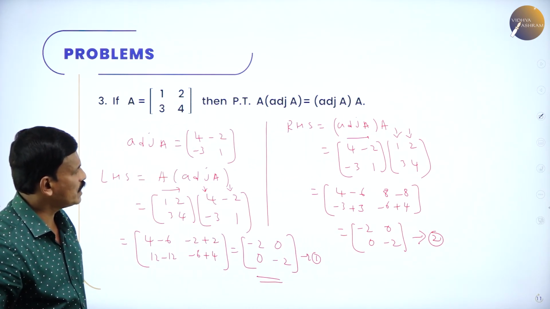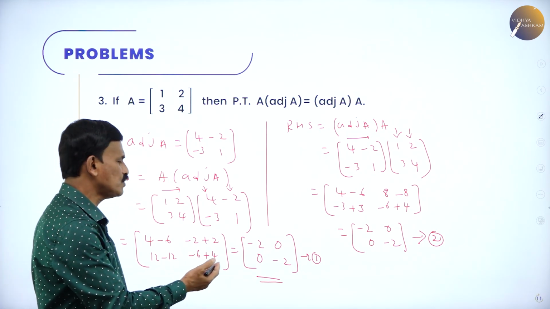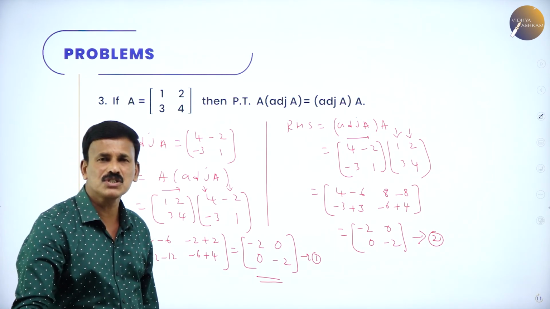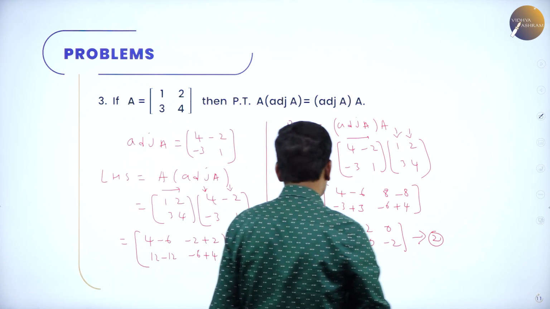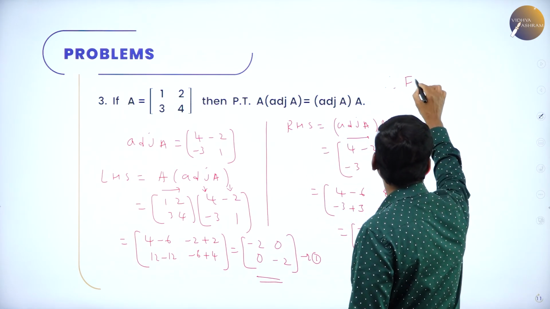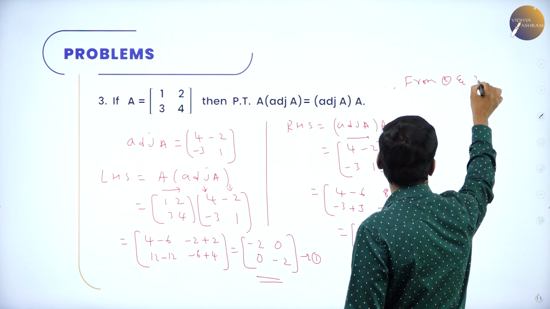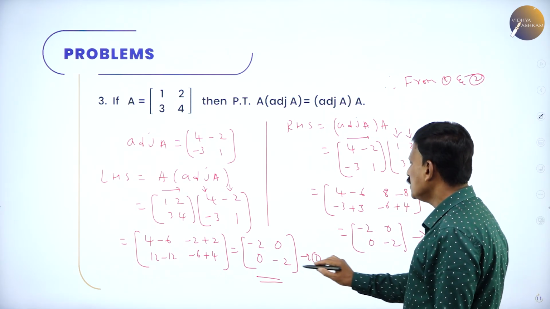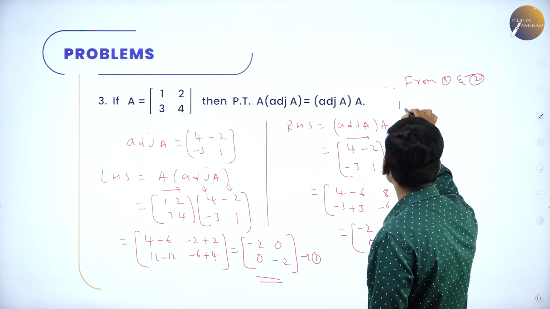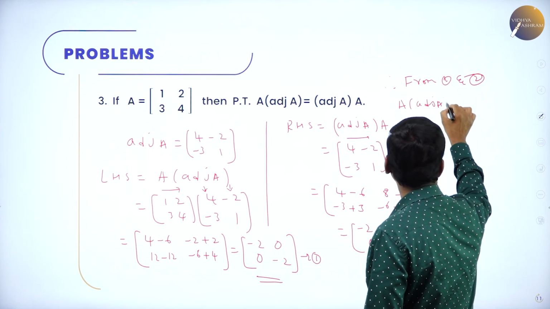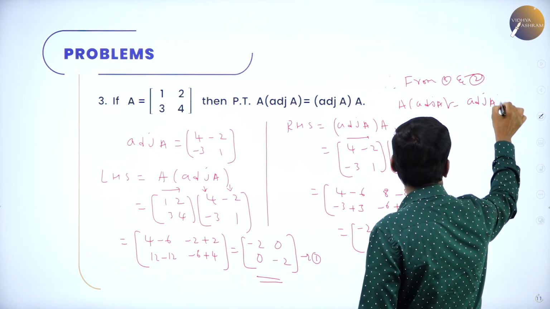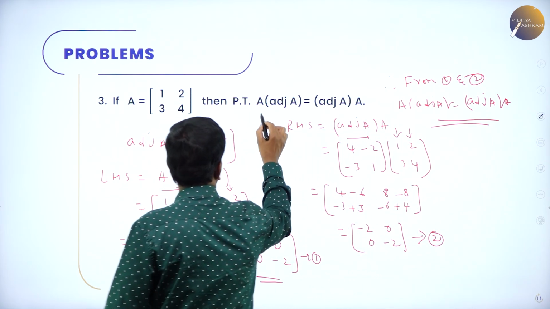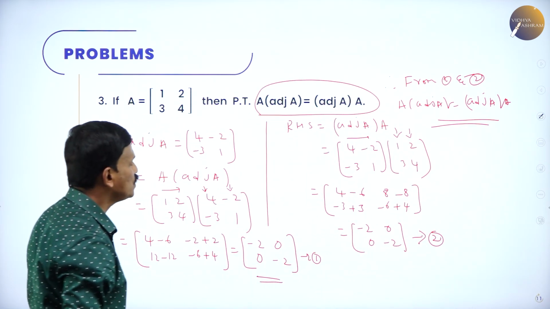Now, what do you say from equation number 1 and 2? See, the answer is minus 2, 0, 0, minus 2 in both. If LHS are same, then RHS is also same. So, from 1 and 2, LHS is equal to RHS. Therefore, from 1 and 2, you can say that A into adjoint of A is equal to adjoint of A into A.